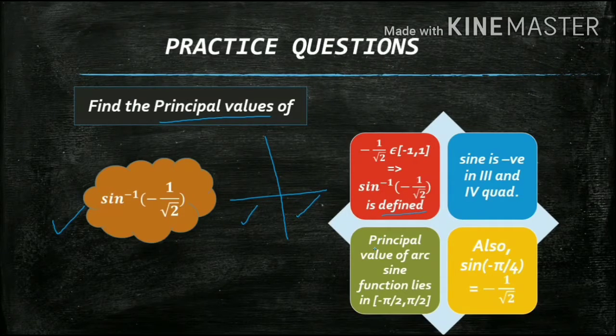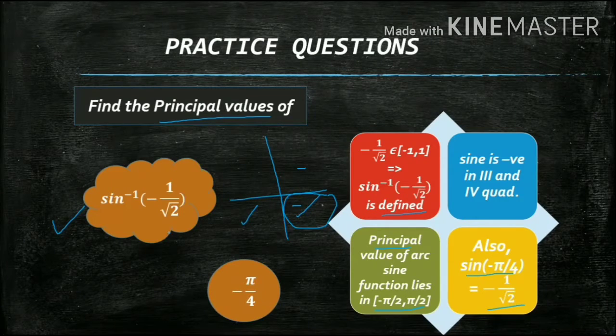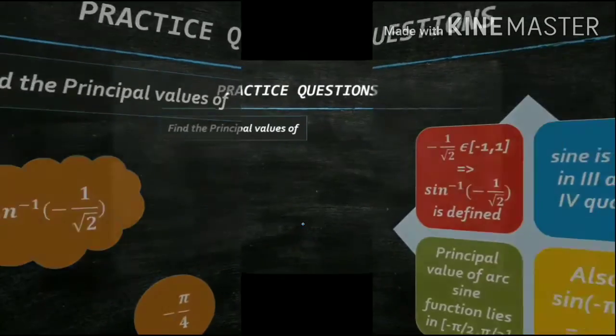Now third step, principal value. For the arc sine function, it is the closed interval minus pi by 2 comma pi by 2. That means either in the fourth or in the first. So the common quadrant is the fourth. In the fourth quadrant, sine at minus pi by 4 is minus 1 by root 2. So sine inverse minus 1 by root 2 is minus pi by 4. This is the answer. I hope you have done. Let's move to the next.